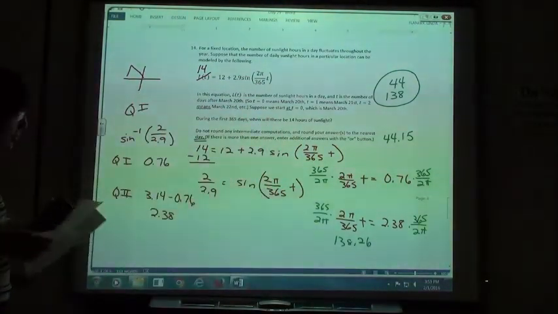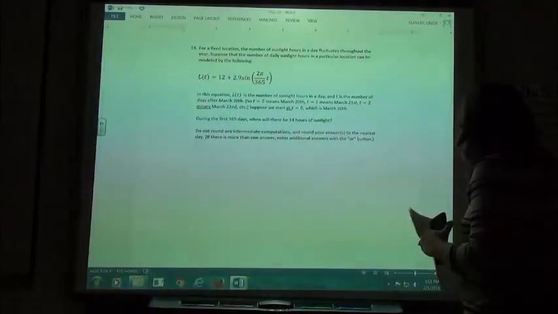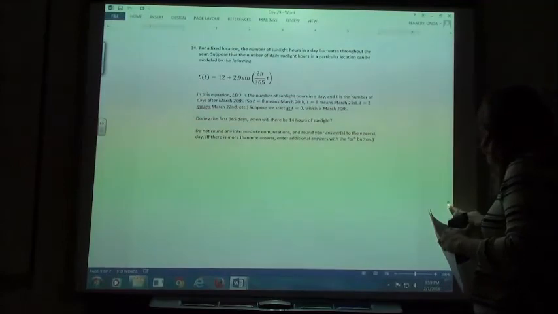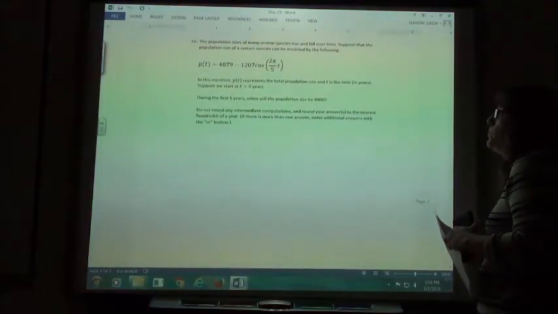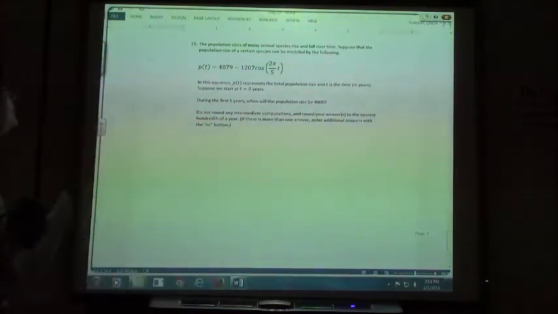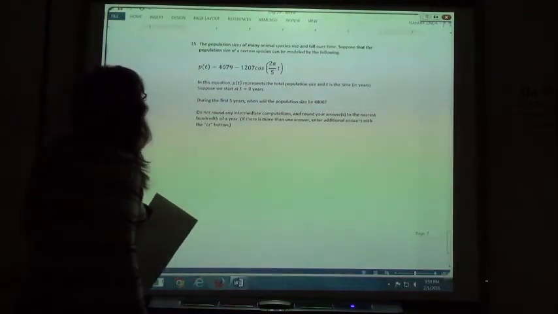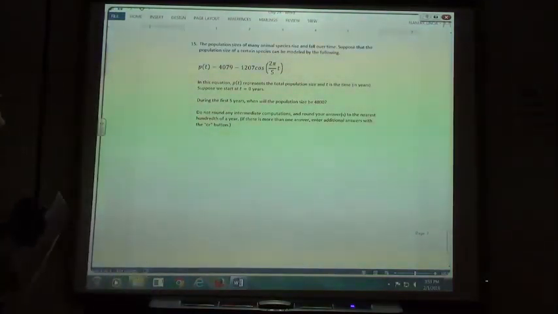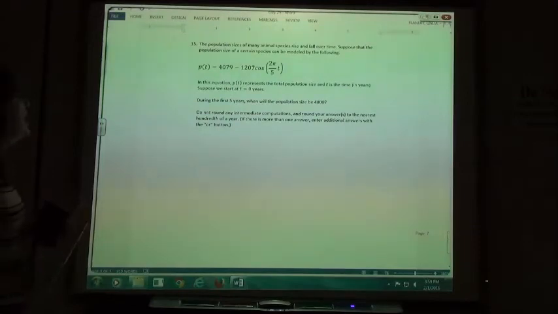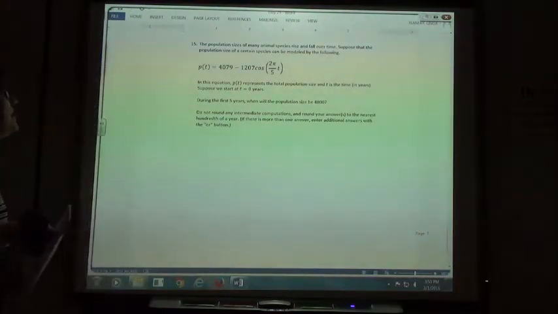And one more of those, number 15. The population sizes of many animal species rise and fall over time. Suppose that the population size of a certain species can be modeled by the following: P of t equals 4,079 minus 1,207 times the cosine of 2 pi over 5t.